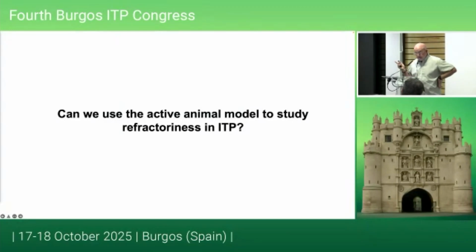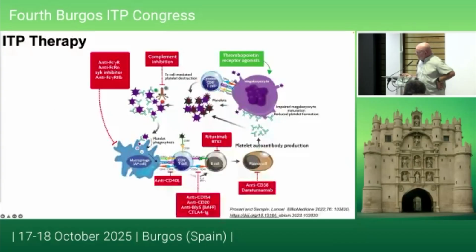Can we use this animal model to study refractoriness? Refractoriness is the big question in ITP. Why do patients become refractory? What's the mechanism of refractoriness? And in fact, we did a systematic literature review a few years ago.